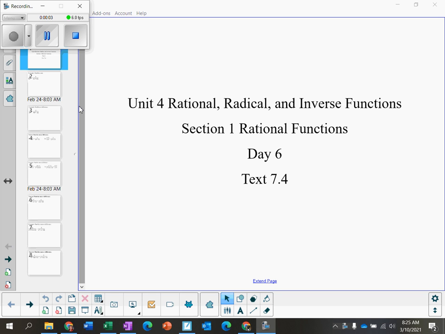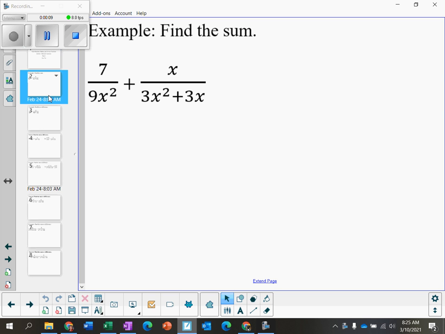All right, this is Unit 4, Section 1, Day 6. We are going to continue with adding and subtracting rational functions. So we are still looking at some that don't have the same denominator, but have to now be factored.